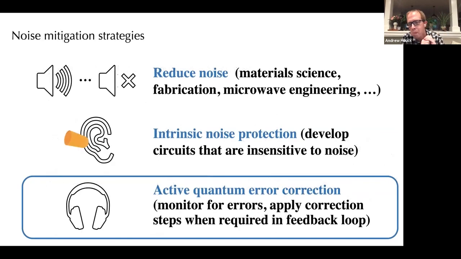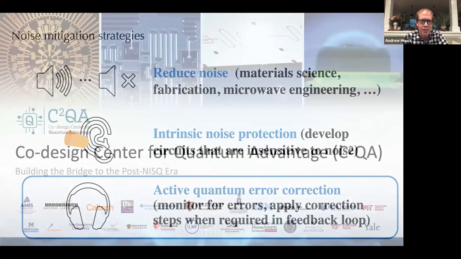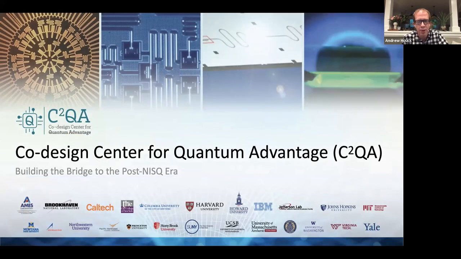Okay, now, the third way that you can really move beyond errors is with active quantum error correction. This is really to monitor for errors, apply corrective steps, and do fast gates and fast feedback. And this involves a huge amount of system design. I should say this is building the bridge to this post-NISQ era, to this era where we can do noise correction. It is really one of the chief goals of this Co-Design Center for Quantum Advantage.